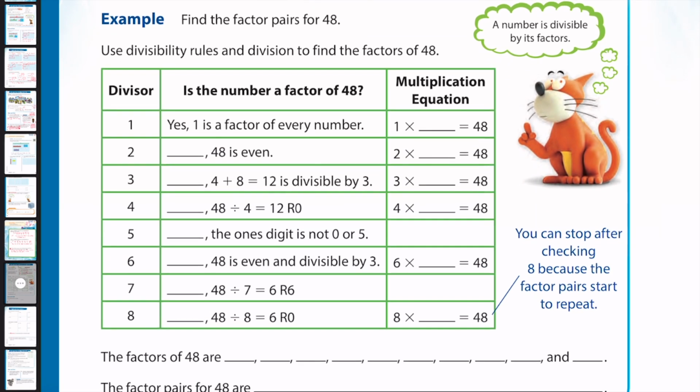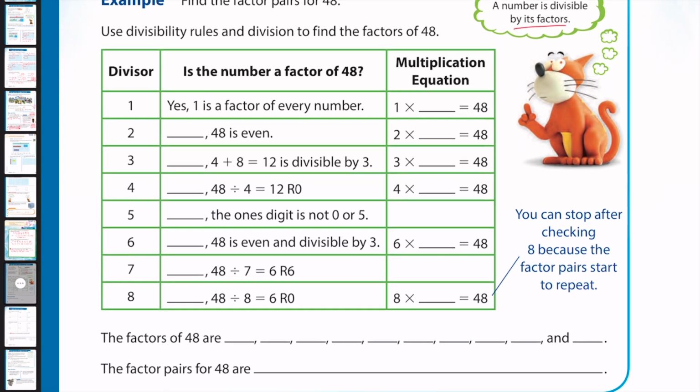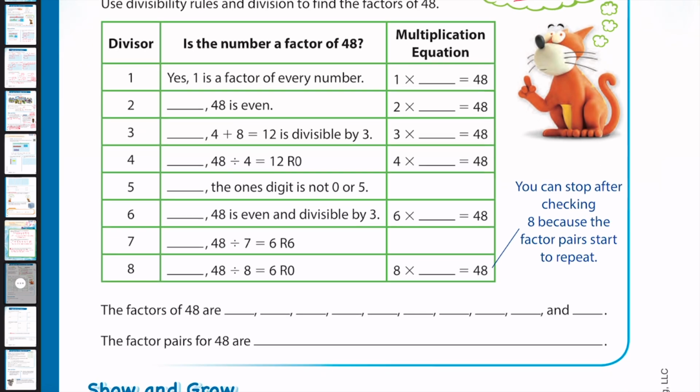Okay, so let's take a look. Find the factor pairs for 48. A number is divisible by its factors all the time, remember. Use divisibility rules and division to find the factors of 48. Okay, divisor 1, is the number a factor of 48? Yes, 1 is a factor of every number all the time, so we don't have to think about it.